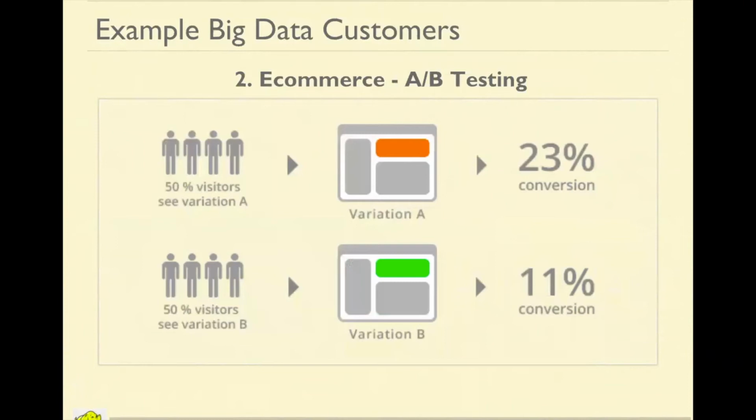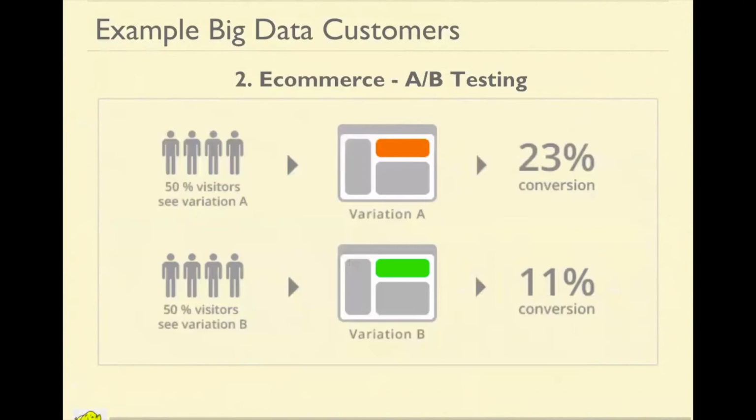So what we do is, 50% of the visitors we send to variation A, while 50% of the visitors we send to variation B. And then we observe where the purchases happen. Okay, as in this case, variation A led to 23% conversions, right? And variation B led to 11% conversions.